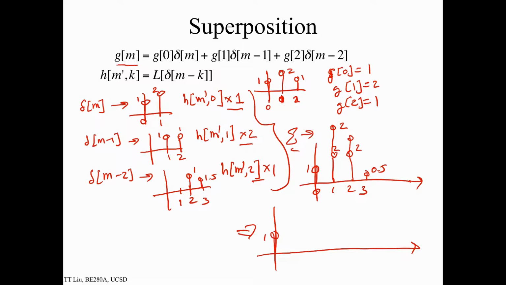There'll be a 1, 4, 3, because that was a 1 up there, and then 0.5 here, at locations 0, 1, 2, and 3. And so our final output is simply a weighted sum of the individual impulse responses.